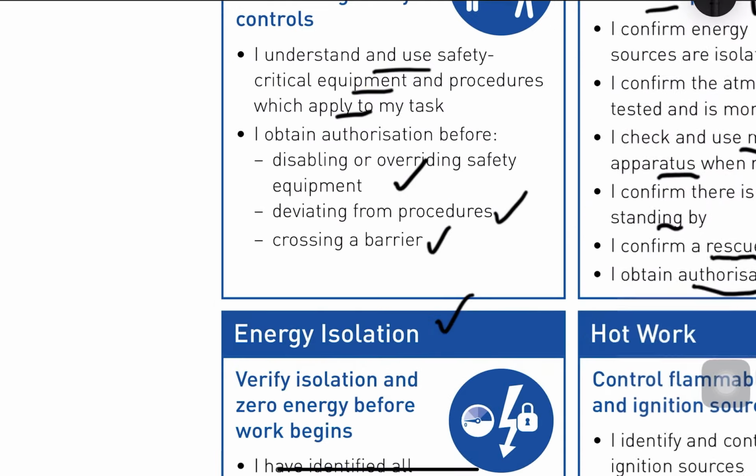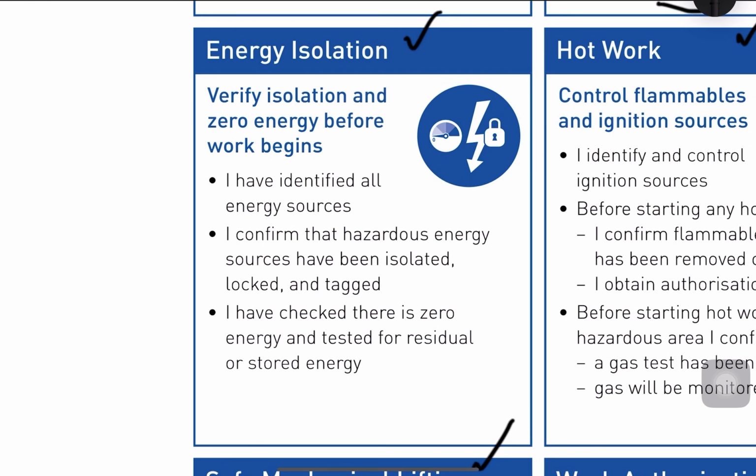Right. Next, in terms of energy isolation, you need to verify isolation and zero energy before beginning work. So some companies have a cert that they need to exercise prior to work execution. Usually for isolation, you have electrical energy isolation or physical energy isolation.